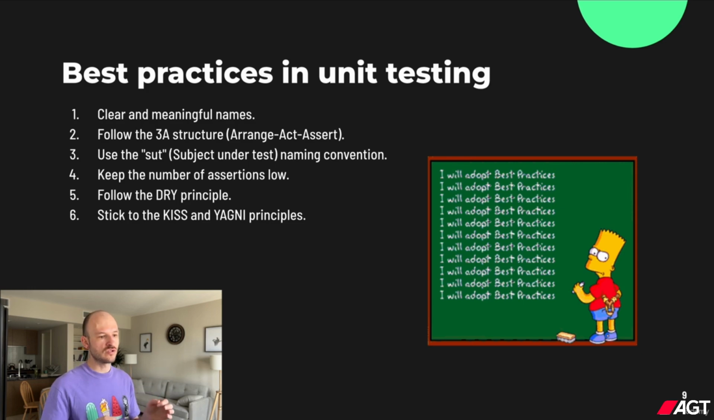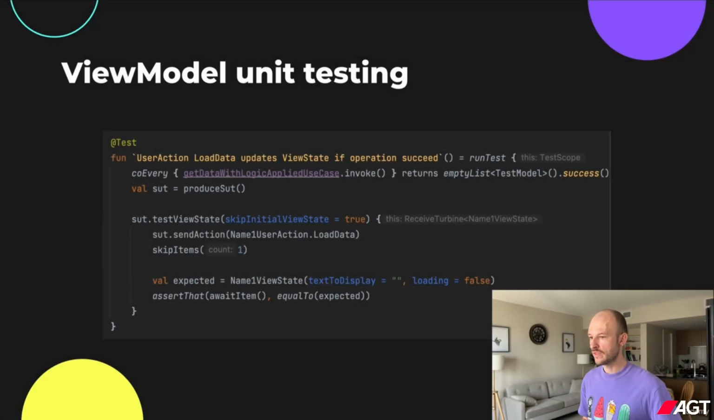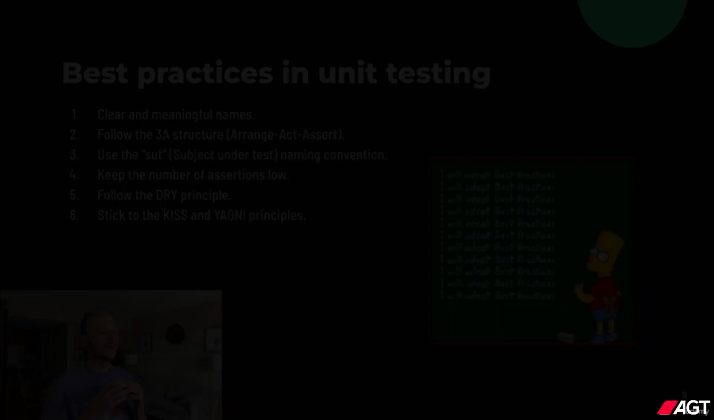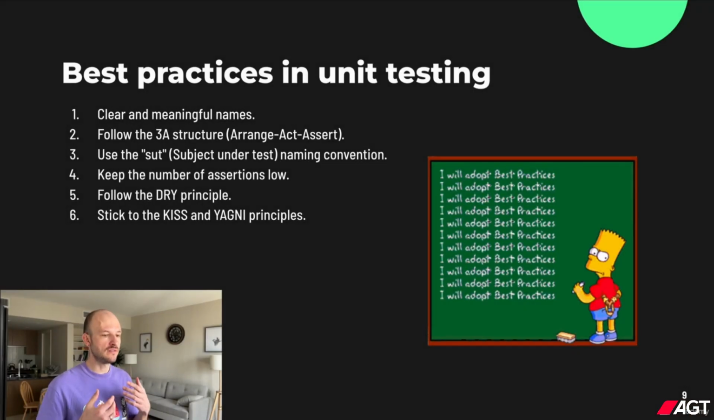I'll quickly demonstrate what I mean though. So for example, in this test, we have arrange, act, and assert. When referring to the component being tested, use the SUT, subject under test, naming convention. Try to keep the number of assertions in each test to a minimum, no more than 2-3. If you find yourself needing more, consider breaking the test into smaller, more focused tests.